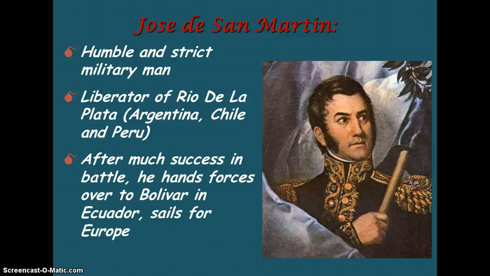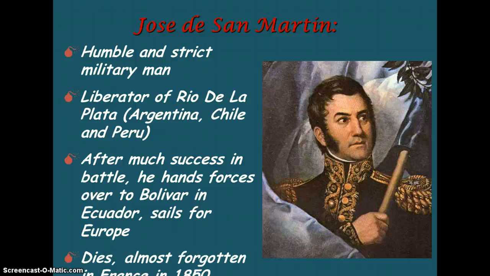So San Martin gave up his power to Bolivar and then mysteriously leaves and goes to Europe, where he died very alone, and it just was a mystery as to why he handed everything over to Bolivar after he had had so much success in Argentina, Chile, and of course Peru. Again, he dies almost forgotten in 1850 in France.